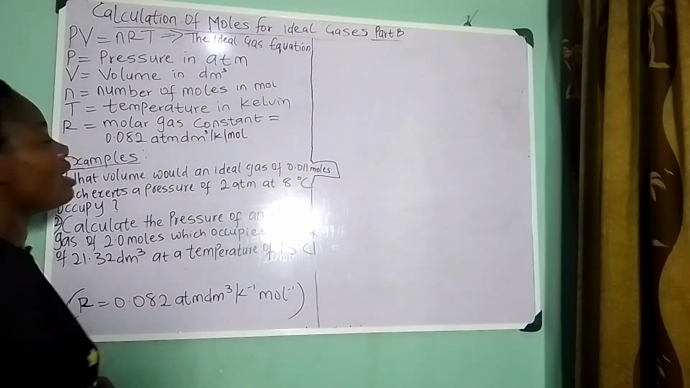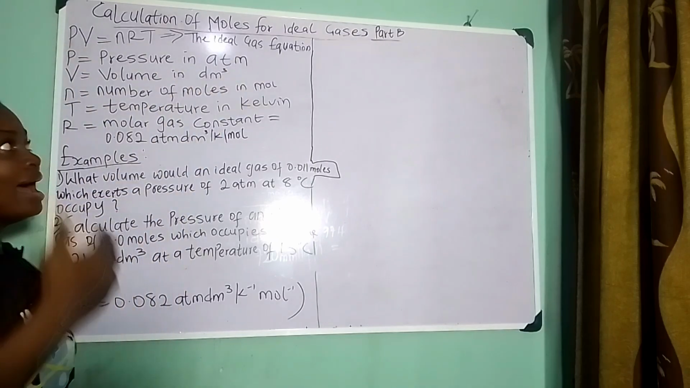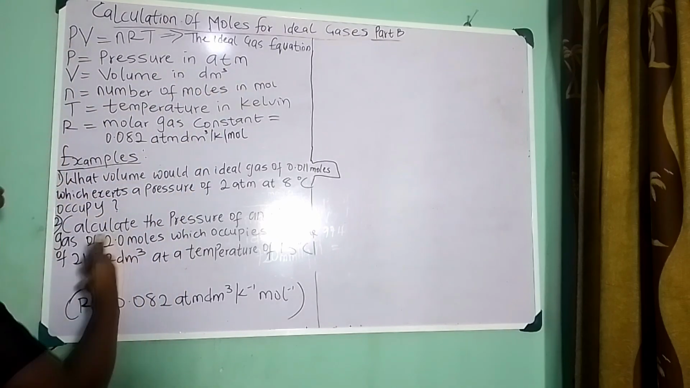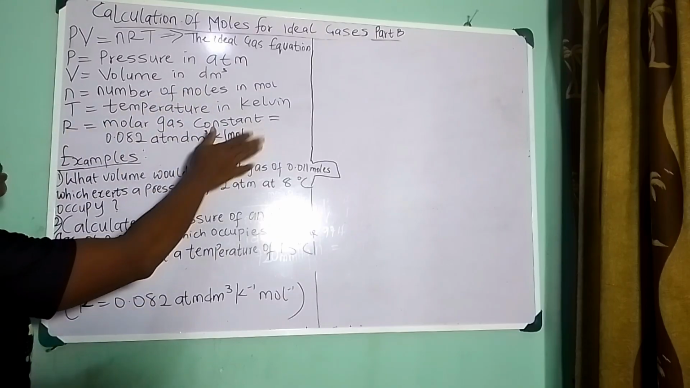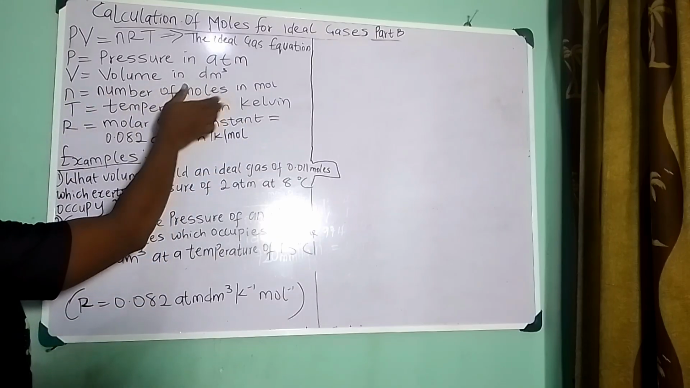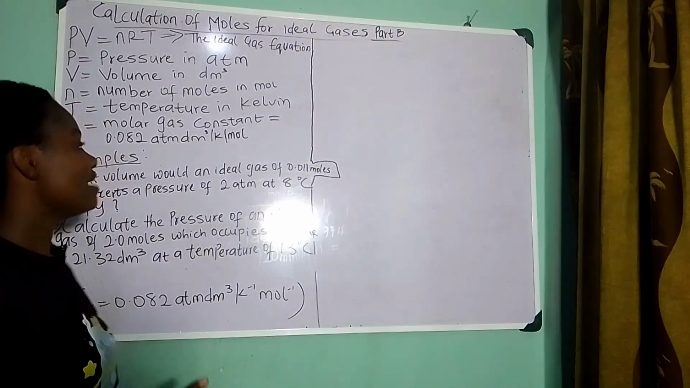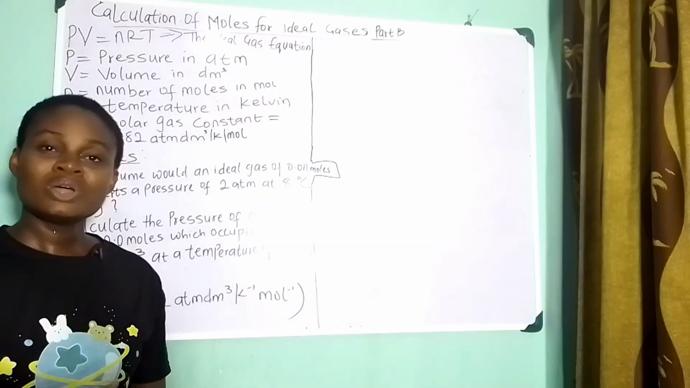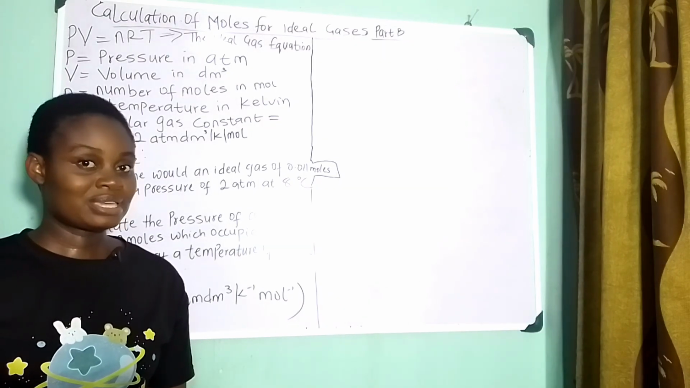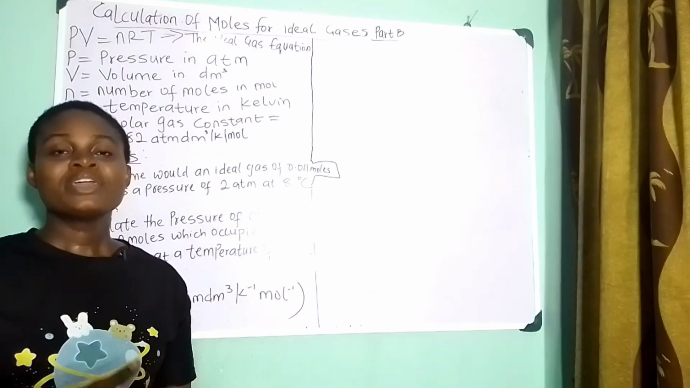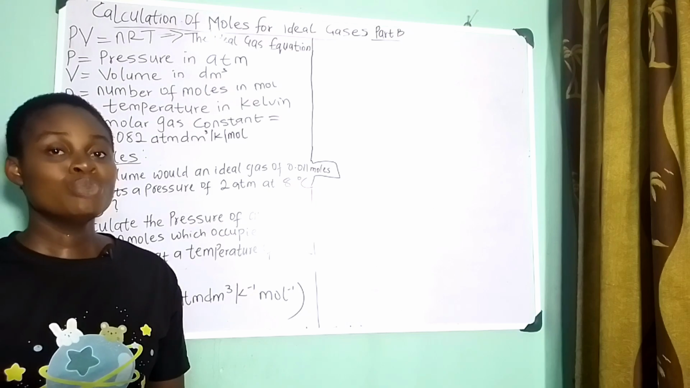Now quickly, let's go back to the relationship for the ideal gas equation. We stated that T is the temperature in Kelvin, n is the number of moles in mole, V is volume in dm³, and pressure in atm, and we gave instances of how to apply this formula. We also said there are cases where you will not be asked to calculate the number of moles. These are the examples. We go ahead and see how to calculate some of these variables that are not moles.